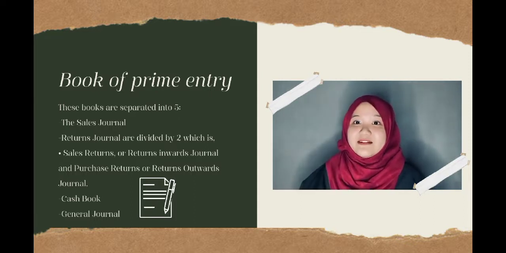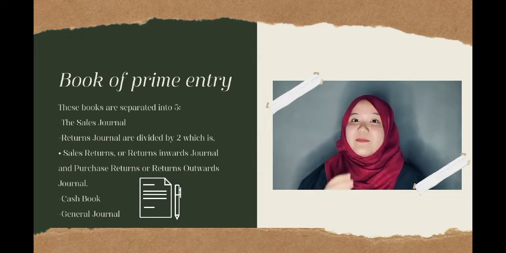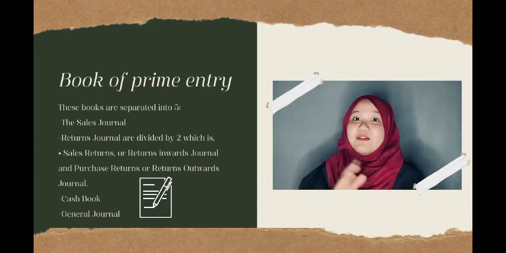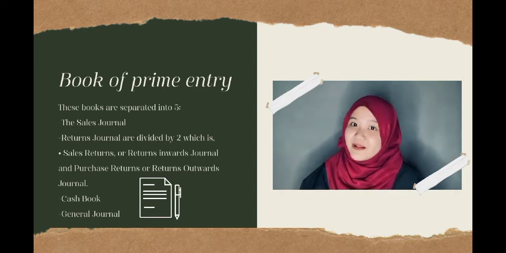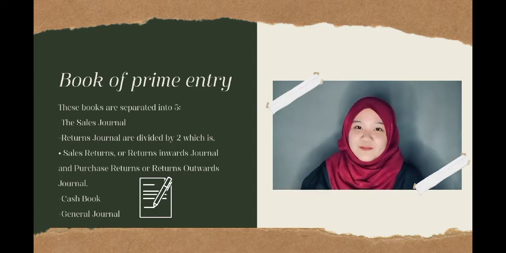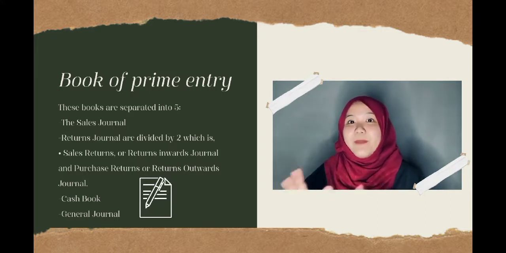Third, returns journal. This one is divided into two: sales returns or returns inward journal, used for goods previously sold on credit and being returned to the business by customers; and purchase returns or returns outward journal, used for goods purchased on credit by the business and now being returned to the suppliers. Fourth, cash book. The cash book is used for both the cash account and bank account.